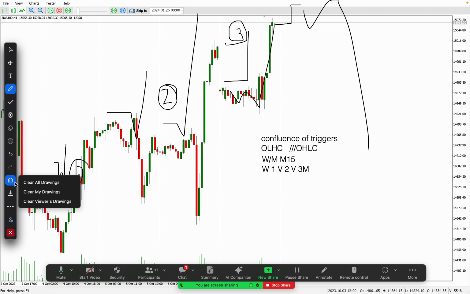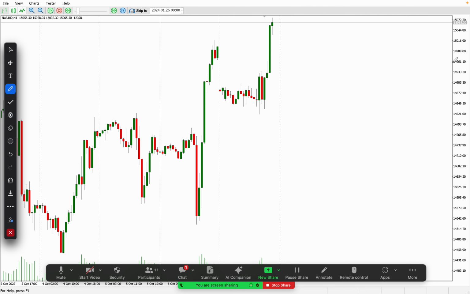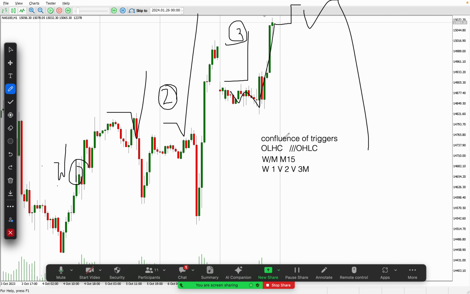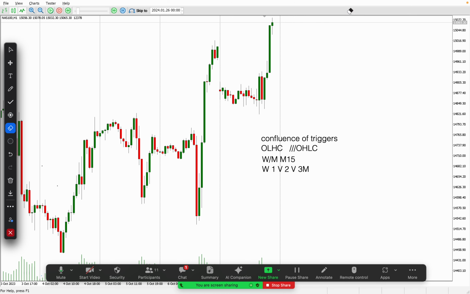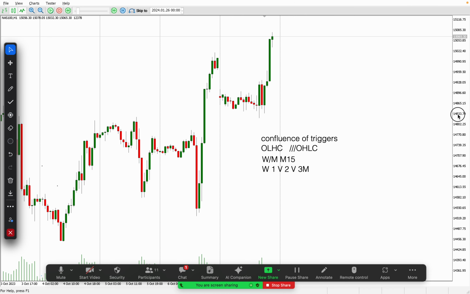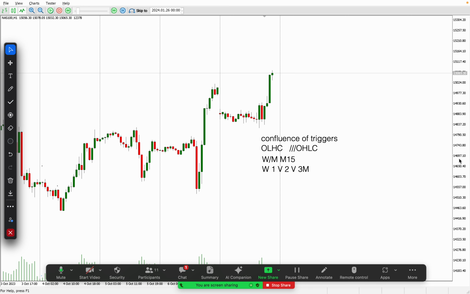Let me just first clear all annotations. Okay, let me not do that. But those are days apart. Pardon me? Yes, those moves are happening days apart. They're all happening days apart. And that's why I said that with this pattern here.